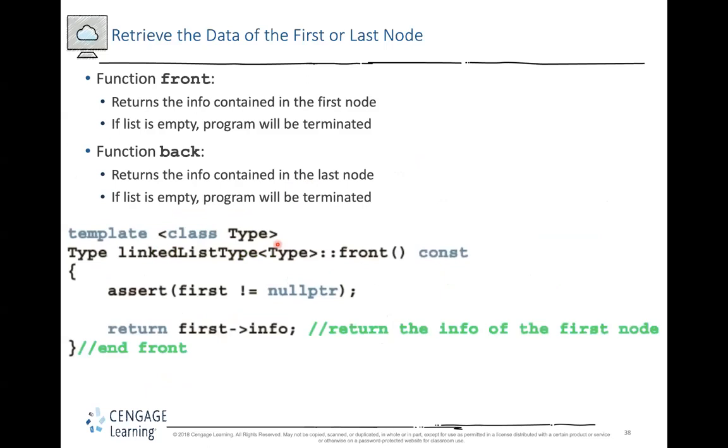If you want to retrieve the data of the first or last node, again, straightforward. We simply access the information pointed to by the first and last pointers.